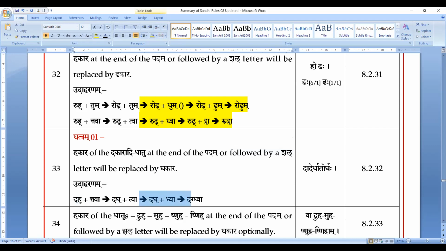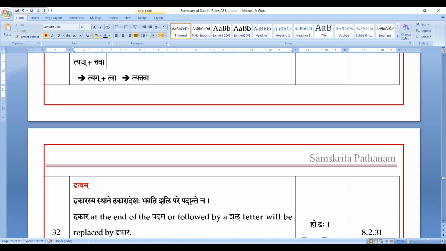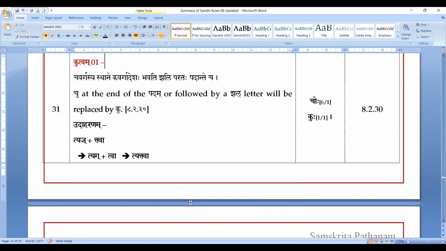Again, here we have to stop, as with the previous one. One rule is going to come later. When we see all these things, we can derive the complete form. This is Gatvam: Hakara of the Dakara-Adi Dhatu will be replaced by Gakara. Understand? Yes, Guruji. So we have seen Kutvam, then Dhatvam, then Gatvam. Tattvam. And for Kutvam, I have given you some Shabdas. Please practice those Shabdas for your Abhyasa.